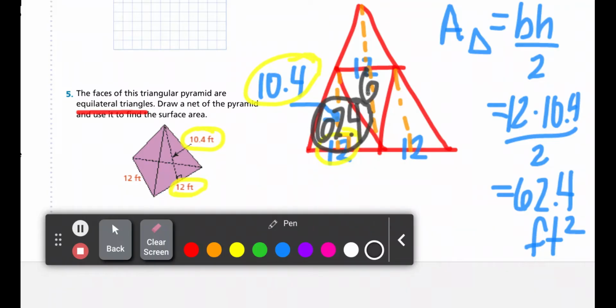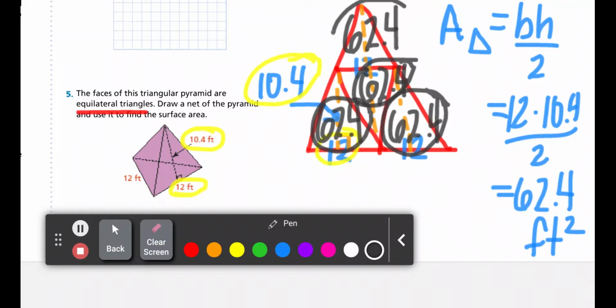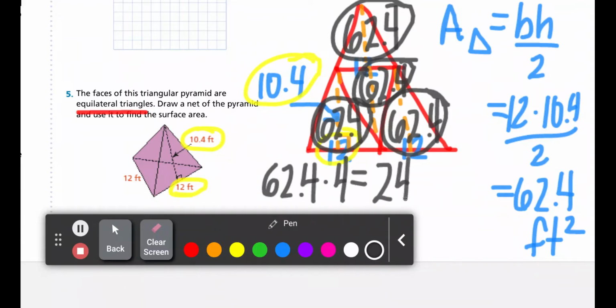So that means that we have one triangle that's 62.4. We have 2 triangles that's 62.4. We have 3 triangles that are 62.4. We have all 4 triangles that are 62.4 feet squared. So I can add that all up, or I can do 62.4 times 4, and my answer is 249.6 feet squared.